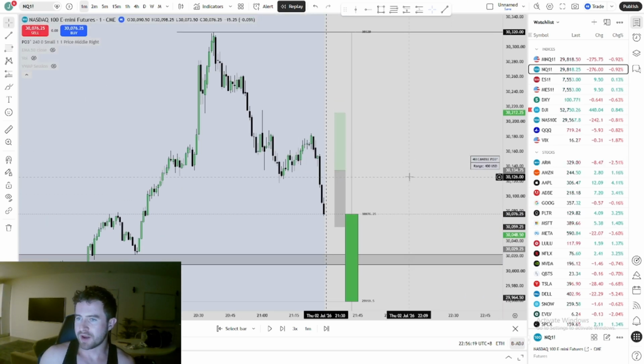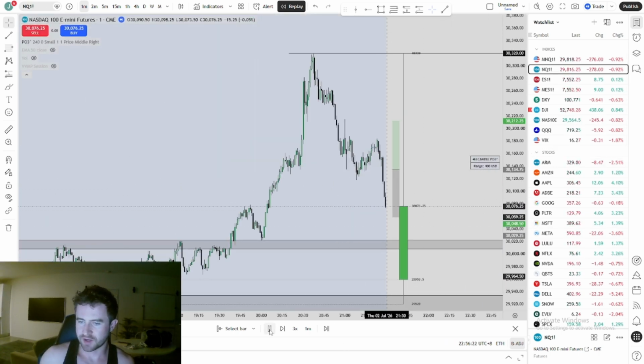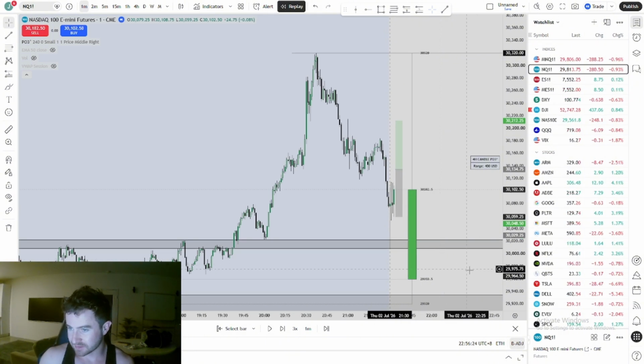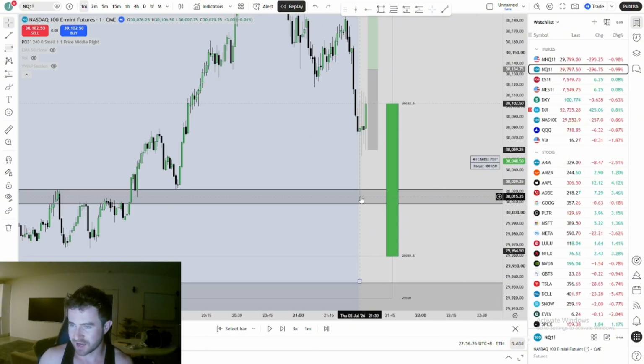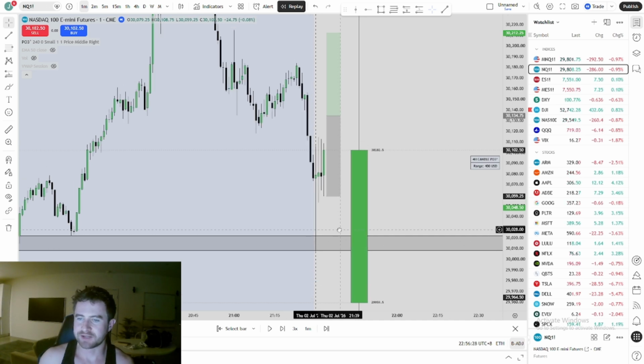So jumping on the 1 minute time frame, which is the time frame I like to enter on. So bang, soon as we open, we tap into this hourly gap. And in hindsight, I should have bottom ticked it.